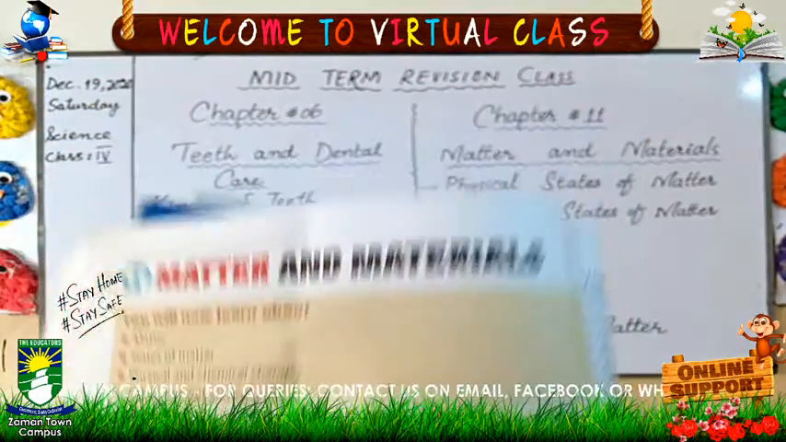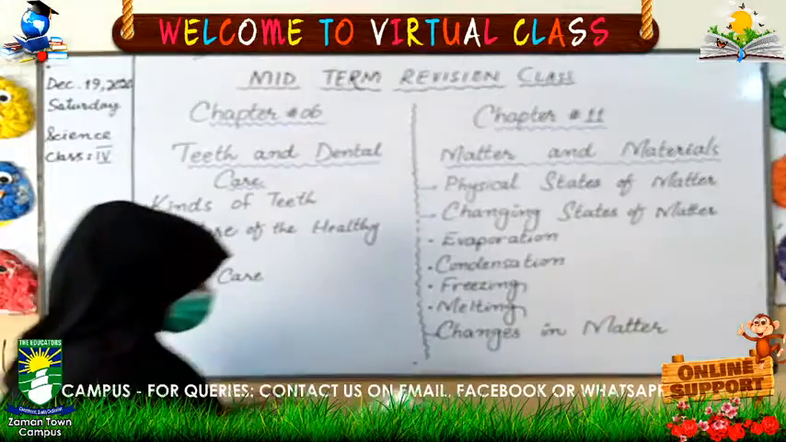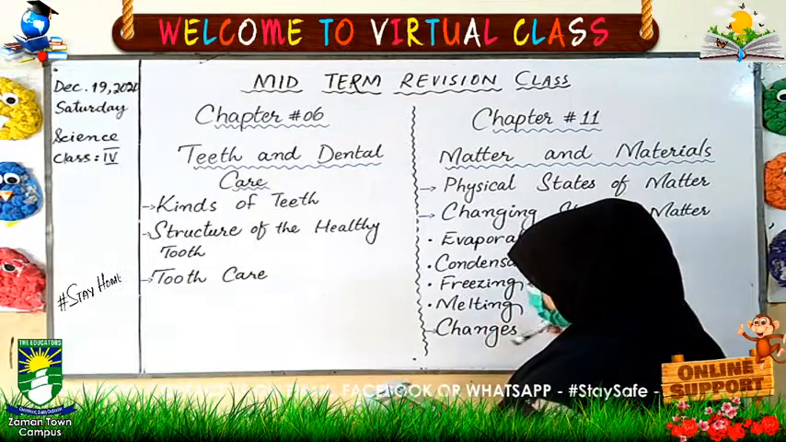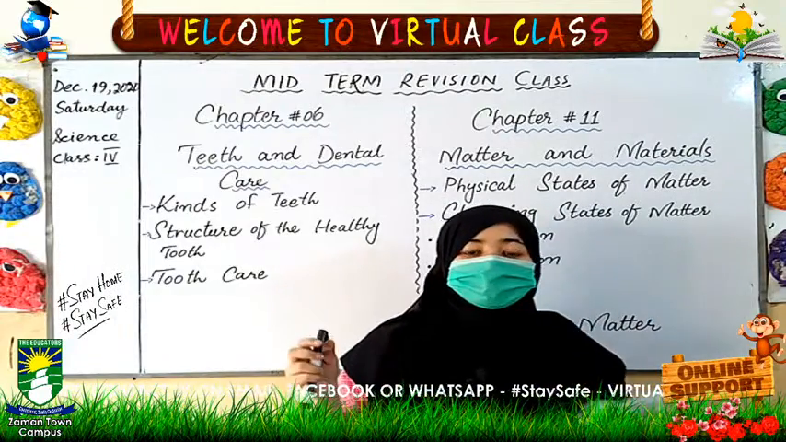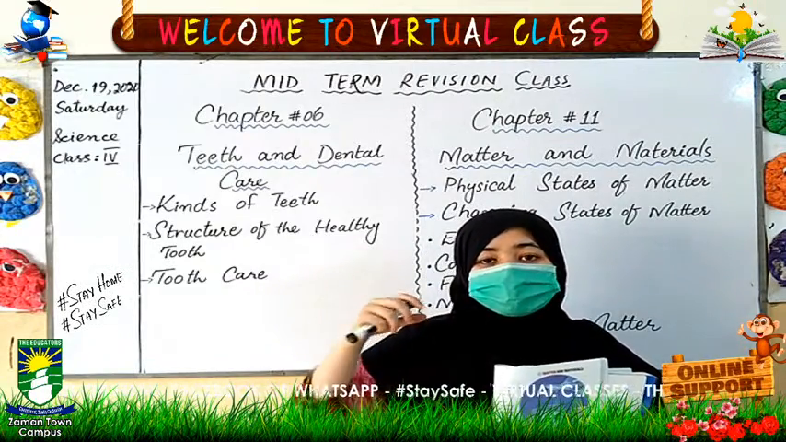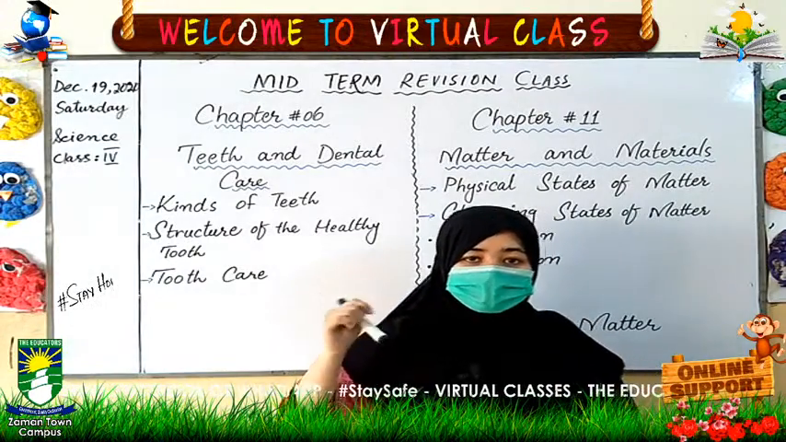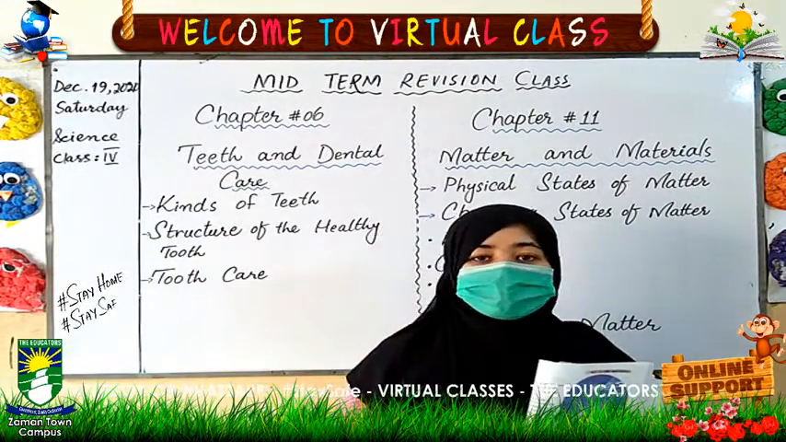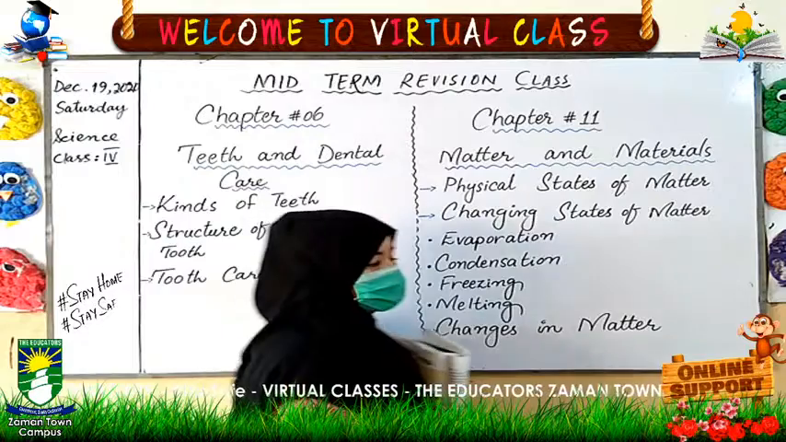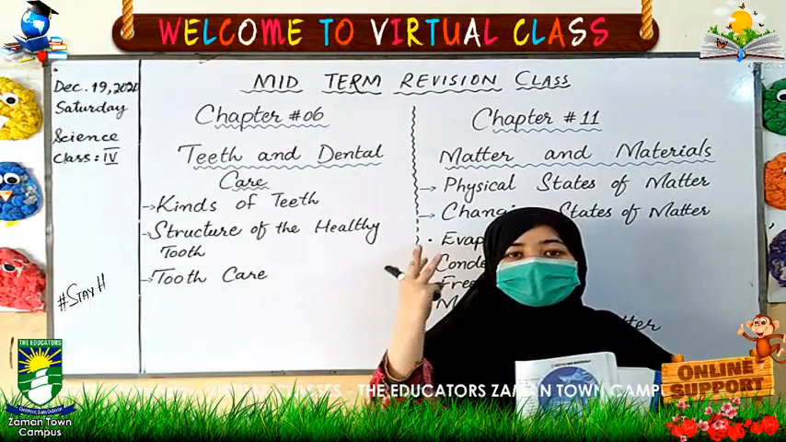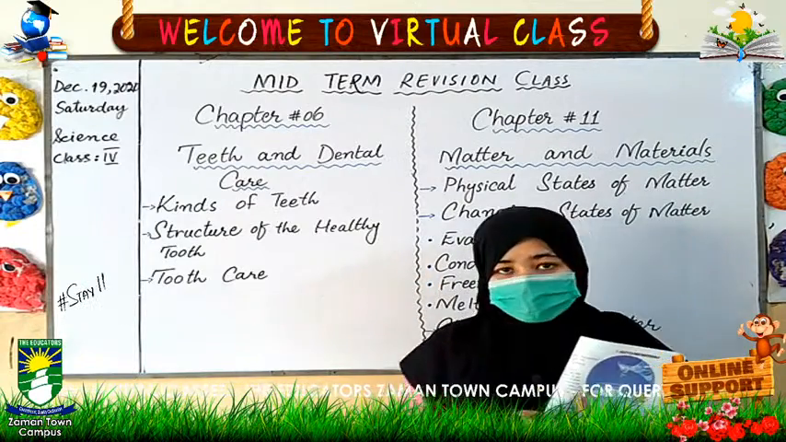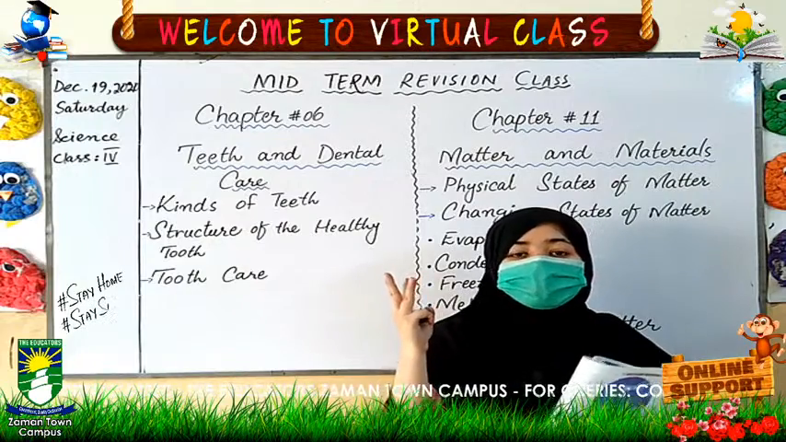Our favorite toy, this marker, this board and the water we drink, there is something common in them. They all have space and they all have volume. Anything that occupies space, has volume and has mass is called matter. Now we have three states of matter. Number 1 is solid, number 2 is liquid and number 3 is gas.